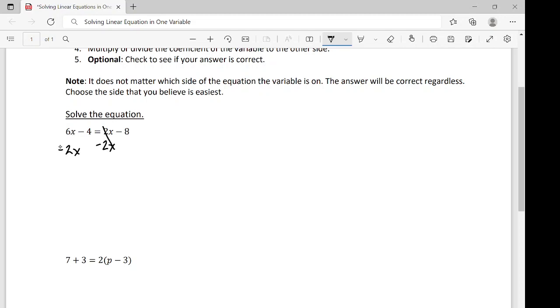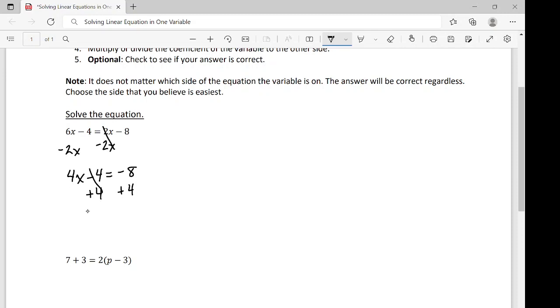So now 6x minus 2x is going to give me 4x. I did nothing with the minus 4, so I'll just bring it down, equals, and then the minus 8, I will also bring that down. Now that I've moved the x's over here, I'm going to move all my non-x's to the other side. So I'm going to move this negative 4 over, and the way I do that is I see that it is a minus 4 here, so to move it over, I'm going to add 4 here to cancel it out, and then add 4 over here to balance the equation out.